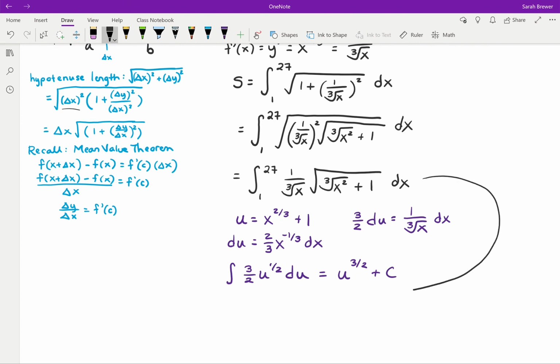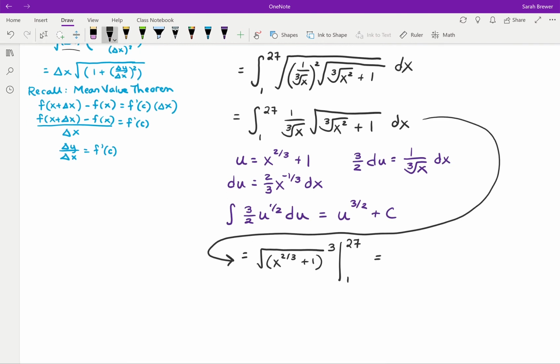Okay, so from here, what do we have? That stuff to the 3/2. So I'm going to write this as the square root of x to the 2/3 plus 1, cubed. And we want to evaluate this from 1 to 27. So that's quite a bit going on there, I guess.